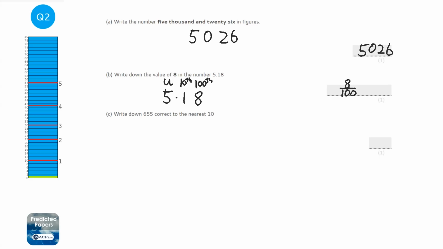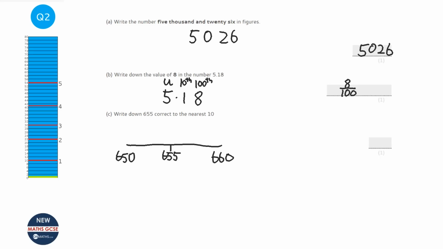Okay, so 655, if we just do a quick number line, the next 10 up is 660, and the next one down is 650. So those are the two it can round to. This 655 is bang on halfway, and if they are halfway, they round upwards. So the answer is 660. If it was any less, if it was 654, it would round down. So if the last number there is 5 or more, it will round up.